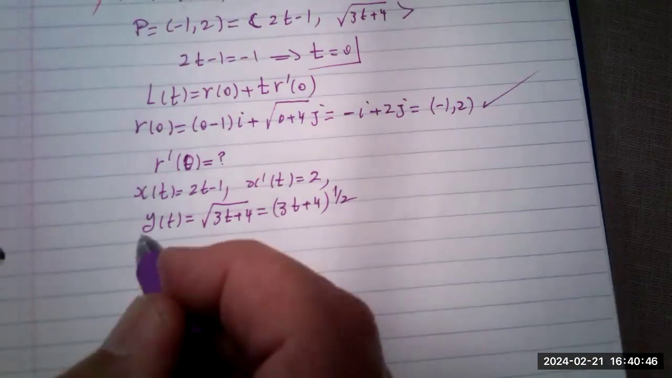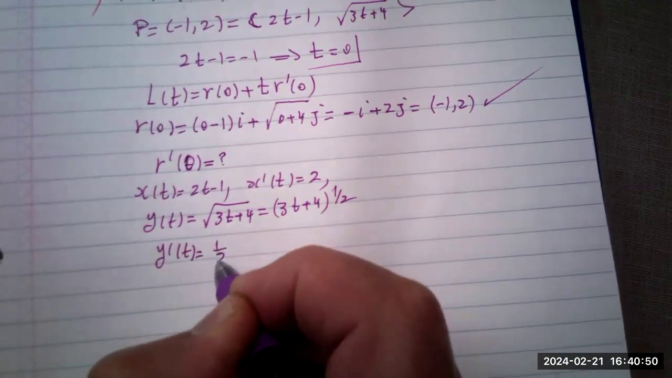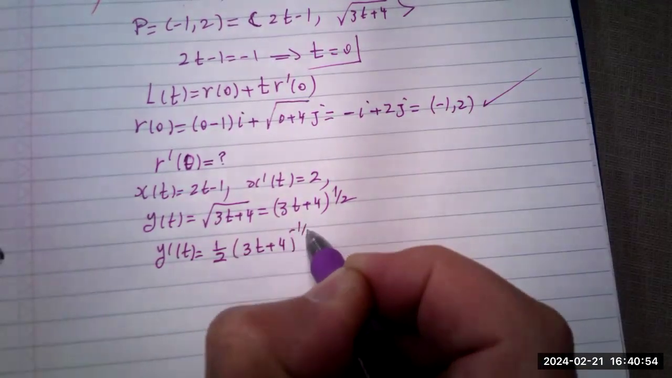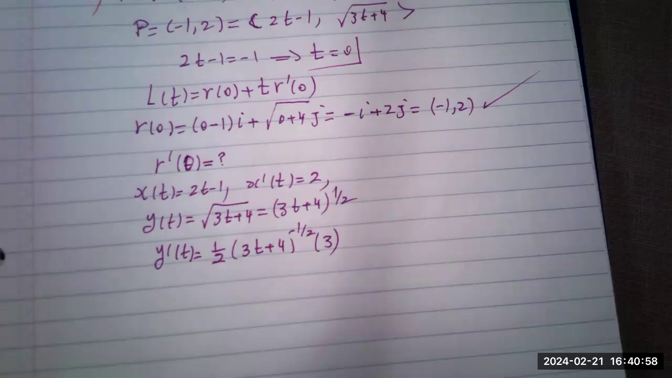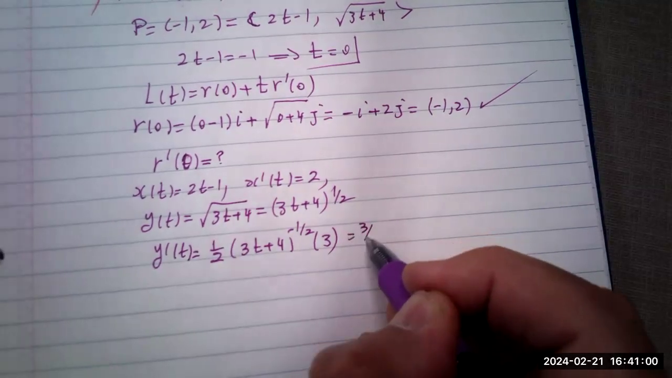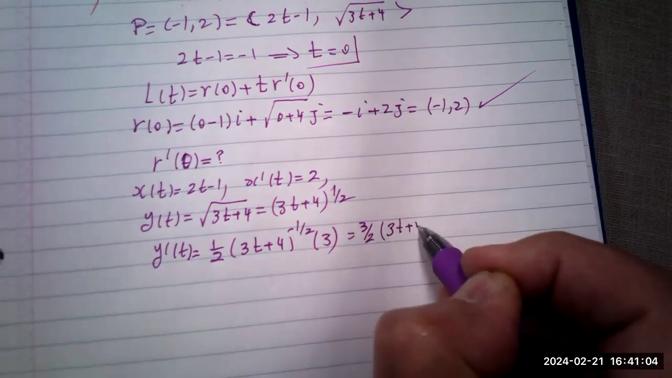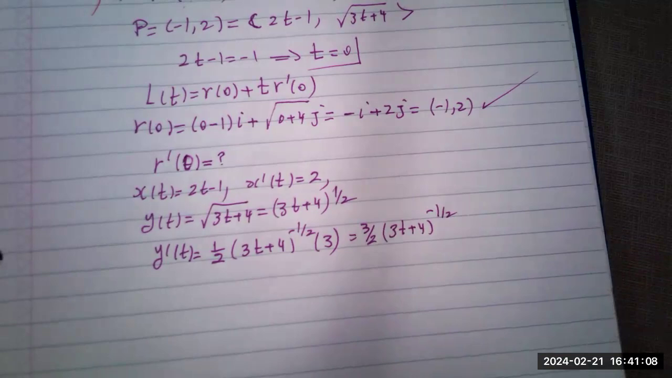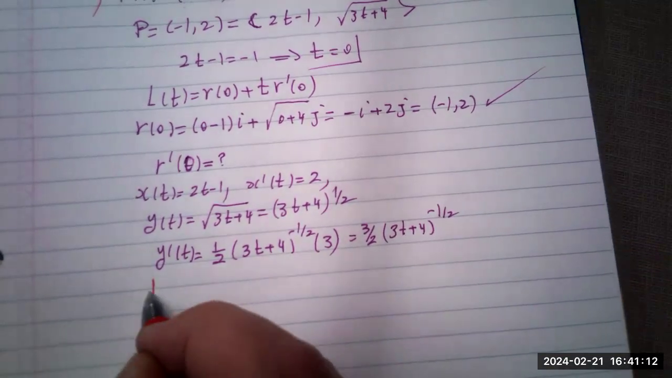Differentiate it using the chain rule. So y prime of t would be what? 1/2 times (3t plus 4) to the -1/2 times u prime, which is 3. So that gives you 3/2 times (3t plus 4) to the -1/2. Okay, but you want it at 0, so find it at 0.